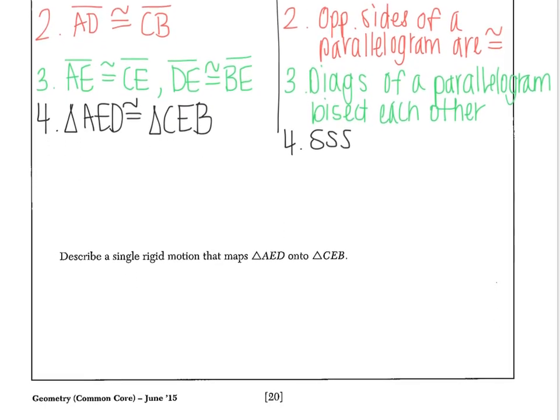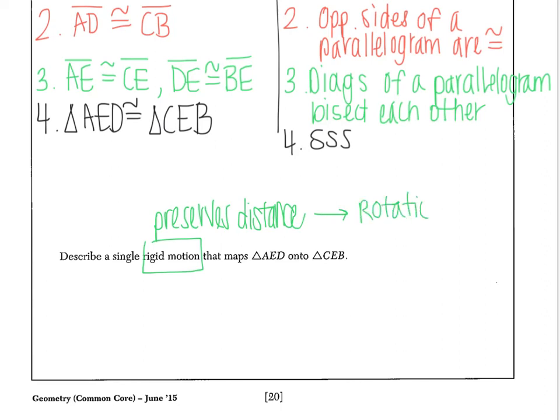Now the second part to this question says to describe a single rigid motion. Remember that a rigid motion preserves distance. That maps the triangle AED onto triangle CEB. Our options for rigid motions are rotations, translation, or reflection.